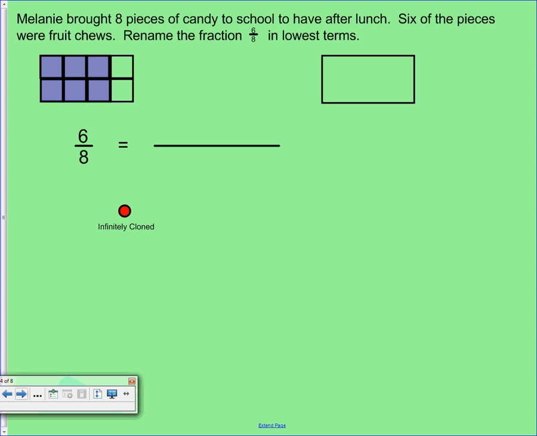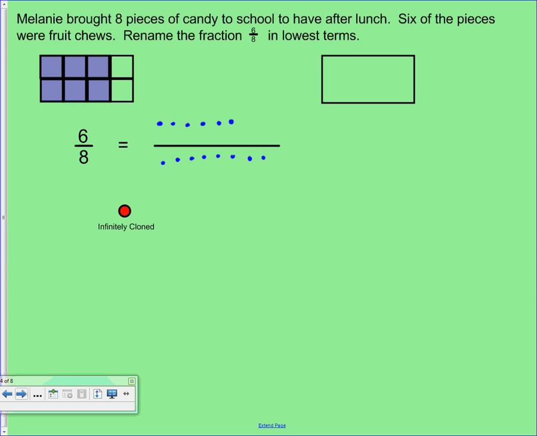Now we've got Melanie. She has 8 pieces of candy. 6 of the pieces are fruit chews. Rename 6/8 into its lowest terms. Now I'm not going to do the dots because that requires a lot of dragging. Instead, I'm going to do just making dots. 1, 2, 3, 4, 5, 6. 1, 2, 3, 4, 5, 6, 7, 8. Okay, a little trickier this time.